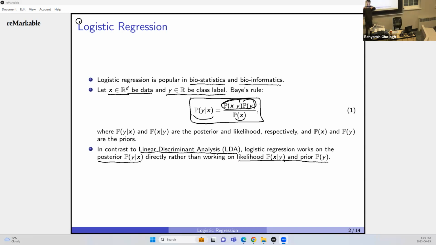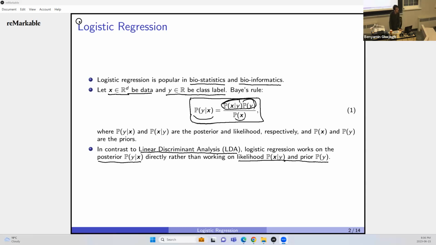Recall how we proved the LDA, right? If you remember, we equated the posteriors to each other and we ignored the denominators of the Bayes rule. So basically we were saying that let's equate the likelihood times prior equal to the likelihood times prior of the other class, right? However, logistic regression raises a philosophical question. Why should I work on the likelihood and the prior? Let me directly work on the posterior. Okay, this is what logistic regression says.